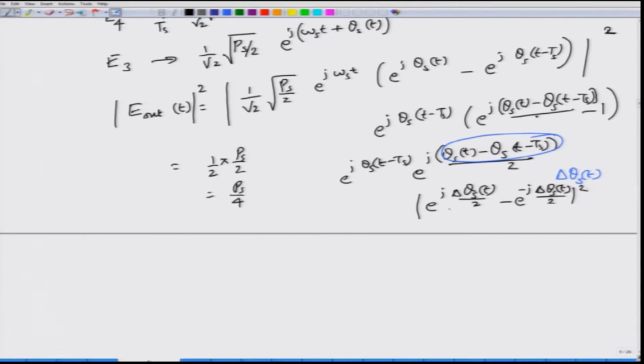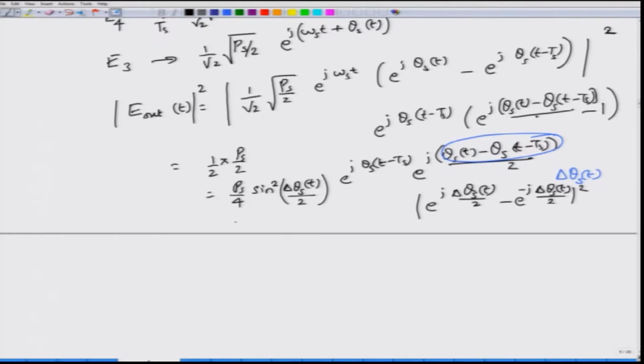So I know that this is e power jx minus e power minus jx type of a situation, which is nothing but 2 sin x, so then squaring up will give me sin square x. So I get Ps by 4 sin square of delta theta s of t by 2. When the phase difference is equal to 0, I get 0. When the phase difference is equal to pi, I get sin square of pi by 2, which is maximum, and I get a power of Ps by 4.